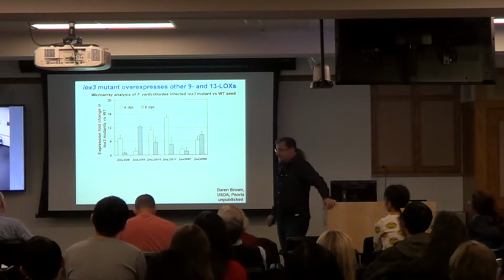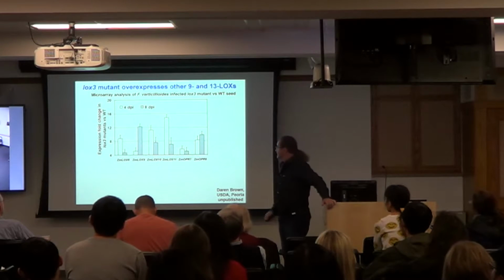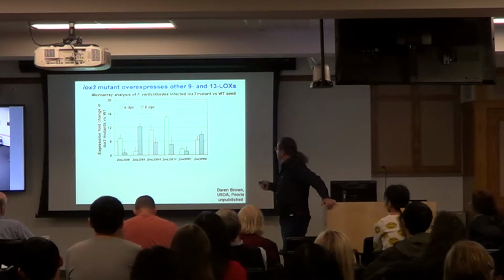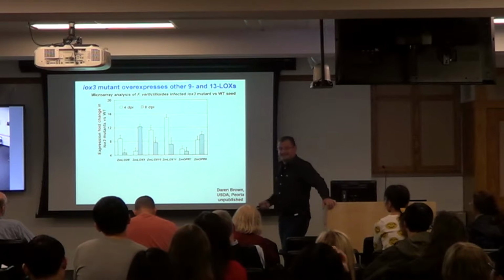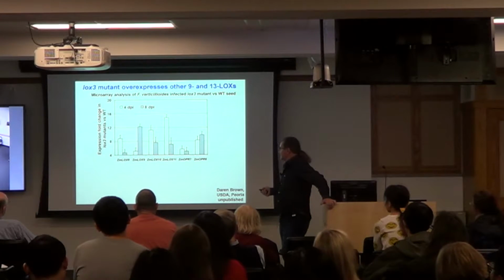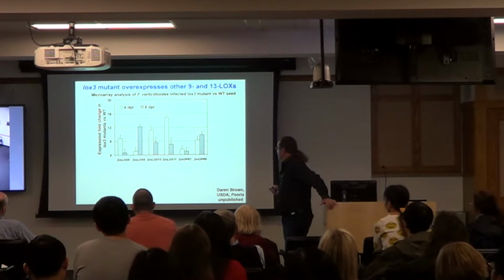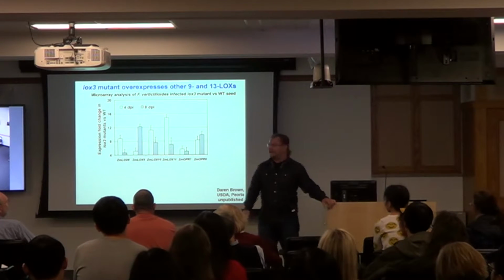When we tested what it is in LOX3 mutants that may be responsible for such an effect on fumonisin, we ran microarray analysis a long time ago with Daren Brown, and still published that study. We saw that many other lipoxygenases such as LOX6, LOX9, 10, 11, and OPR7, 8, these two involved in JA biosynthesis, are all overexpressed in the LOX3 seed colonized by Fusarium.